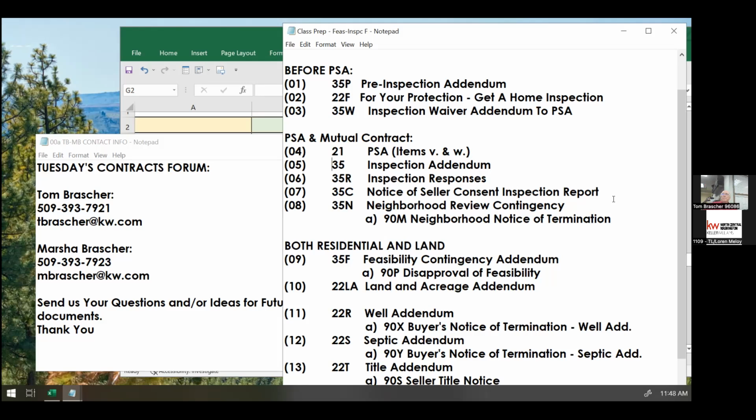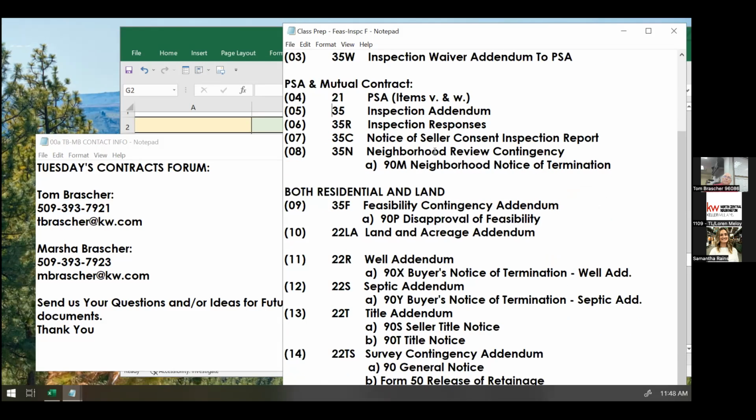35C, notice of seller consent, inspection report, and then neighborhood review. Then there was another group of inspections that were for both residential and for land. 35S is feasibility, and we also looked at the notice form 90P for that. 22LA land, which is 4 pages long. It's an extensive addendum. We went through that. And so that's where we left off last week.